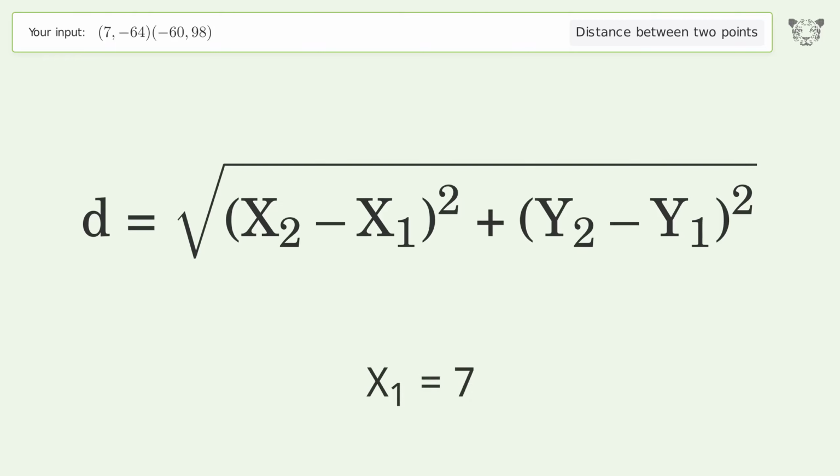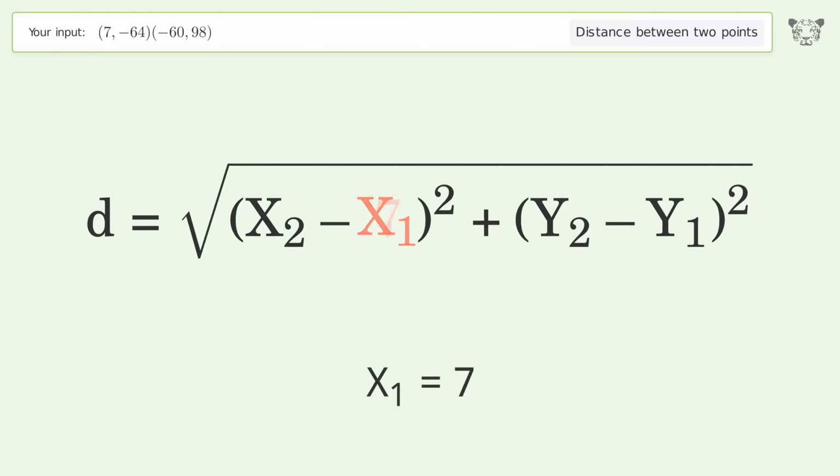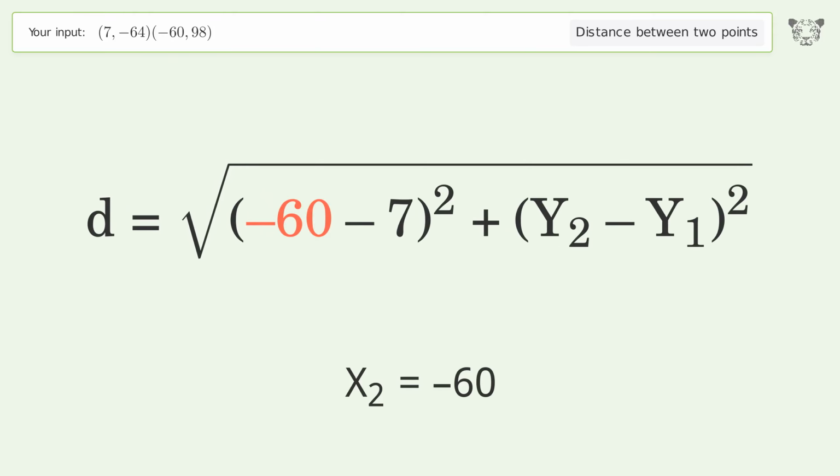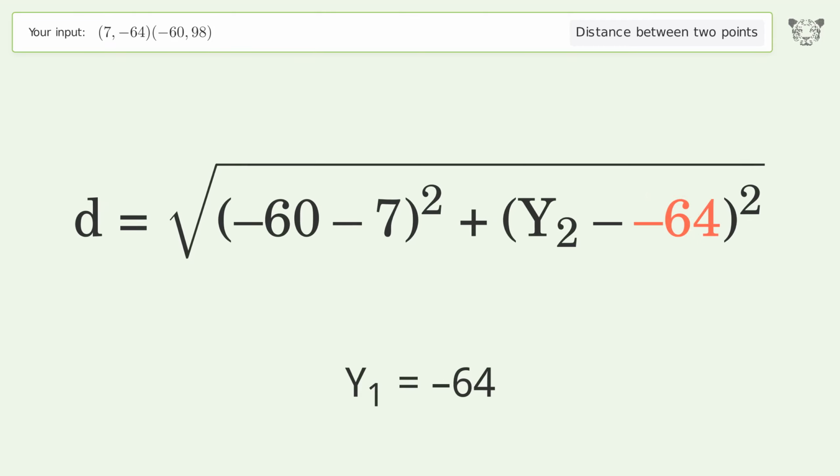x1 equals 7. x2 equals negative 60. y1 equals negative 64. y2 equals 98.